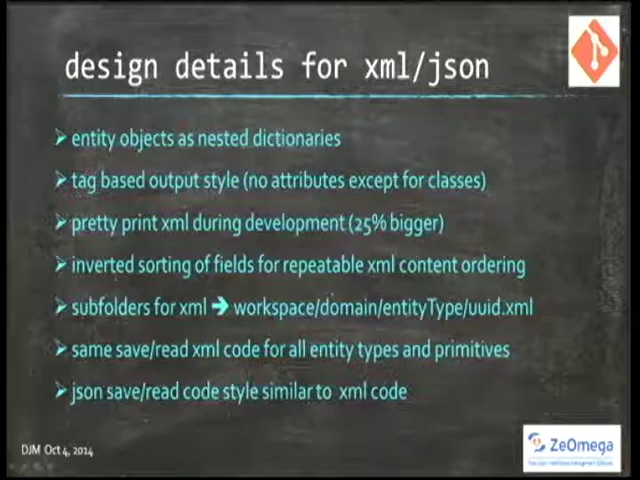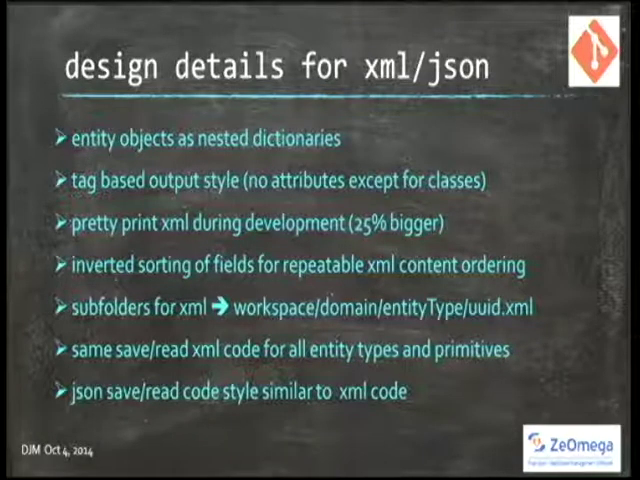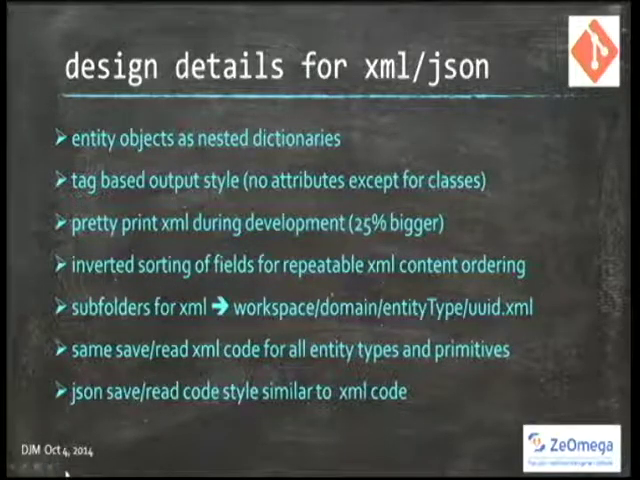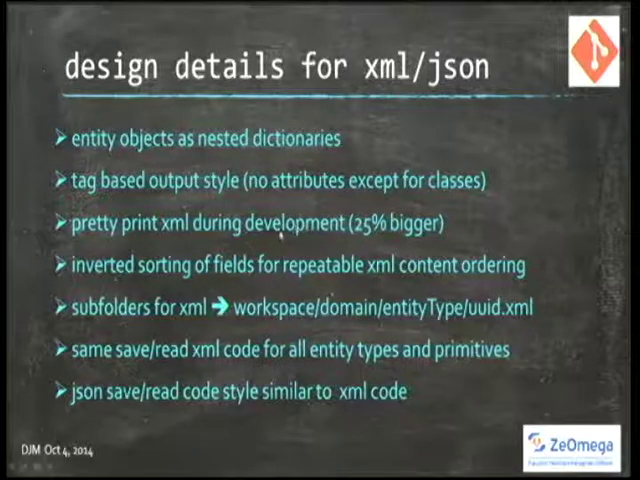The same save and read XML code is used for all entity types and primitives. In other words, this is not programmed per entity type. It's very generic. It's only a couple hundred lines of code for all the read and write, and I can do a complete XML loopback on itself, so what I wrote and what I read is the same. I can do that for all the entity types.